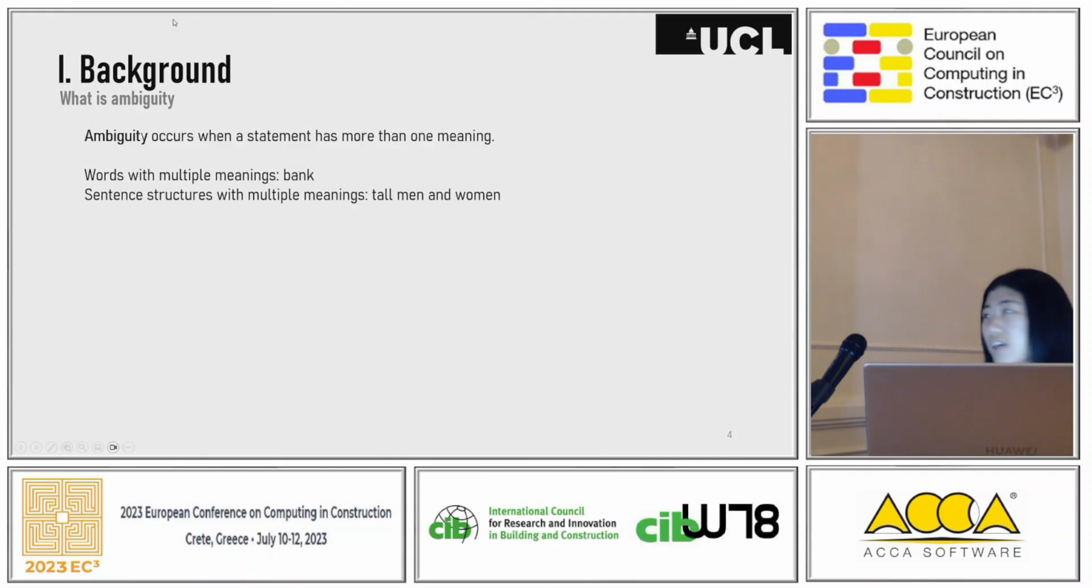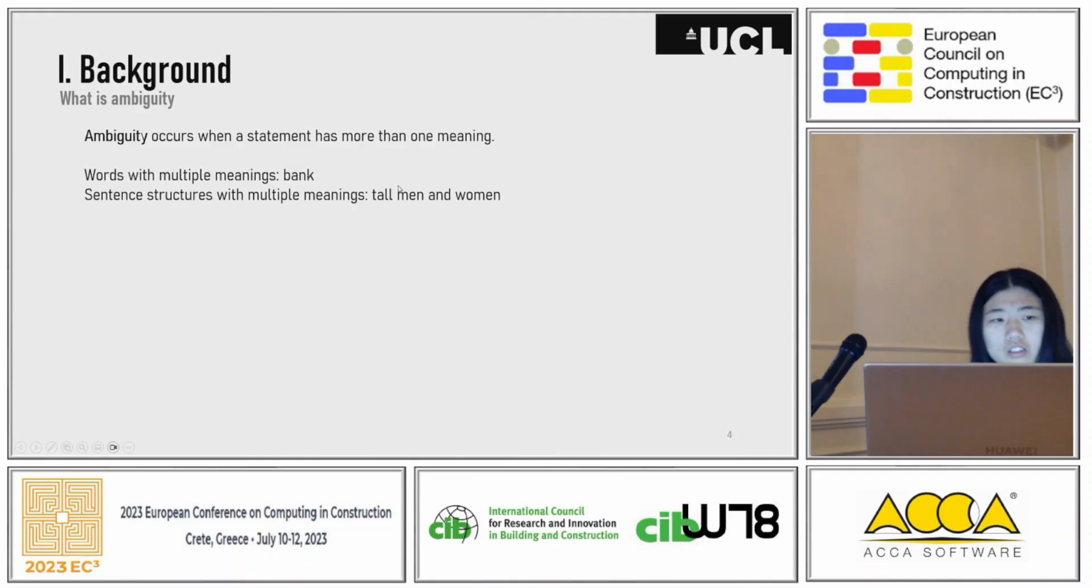For example, in the case of words, the word bank can mean the financial establishment where you take your money out or have your personal savings. The second meaning could be the piece of land alongside a river or a lake. For sentence structures, take this sentence: there are tall men and women. It can be a case of both the men and women being tall, or maybe we're only talking about the men being tall and the women not being tall in this case. So there are multiple meanings.